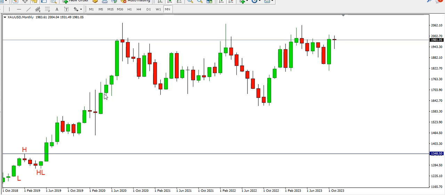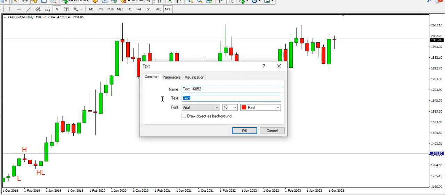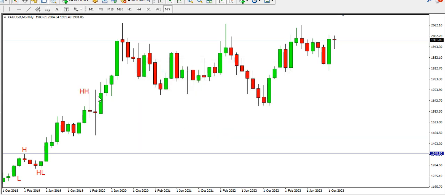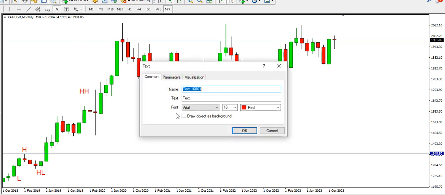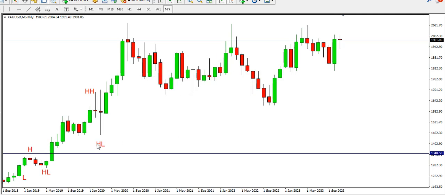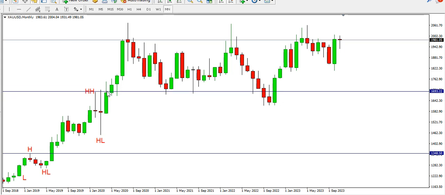Now I have a higher high somewhere around here. This point is my higher high on the monthly time frame for gold, and I have a higher low around here. This is my higher low for gold on the monthly time frame. Now I have a break of structure around here.